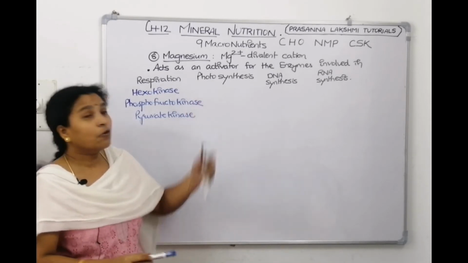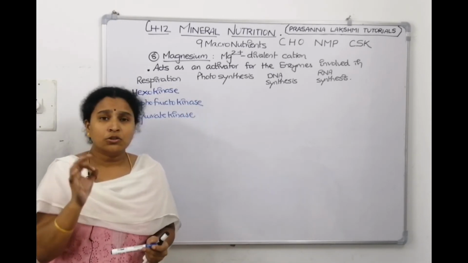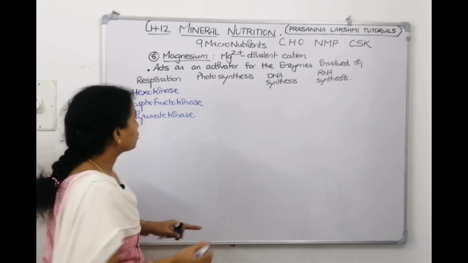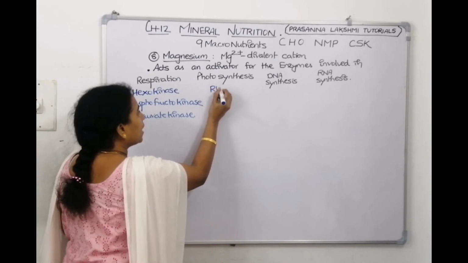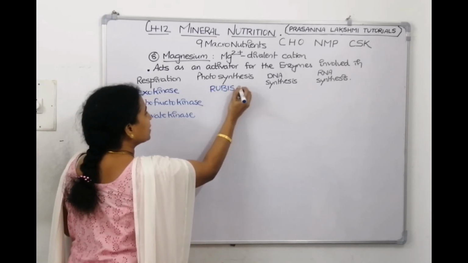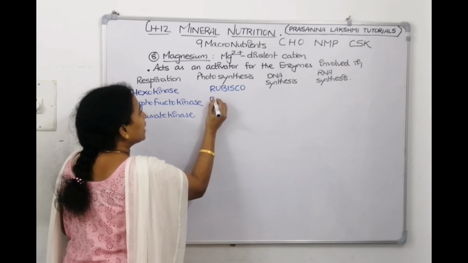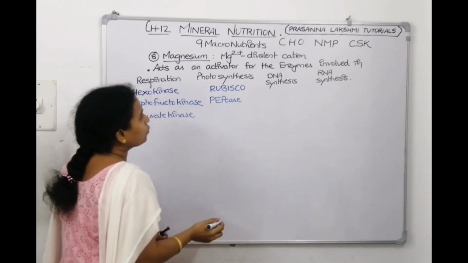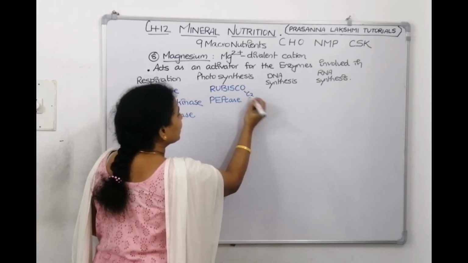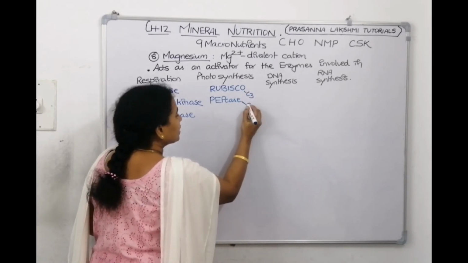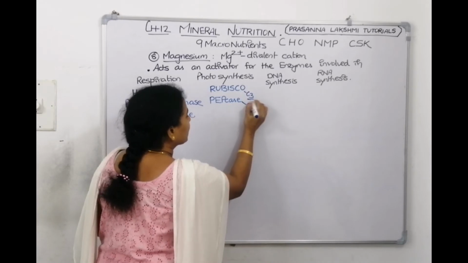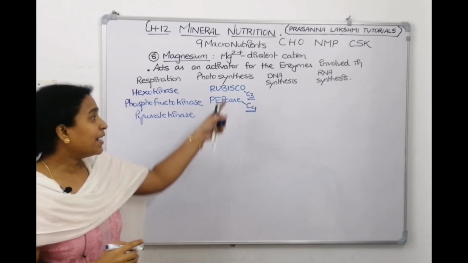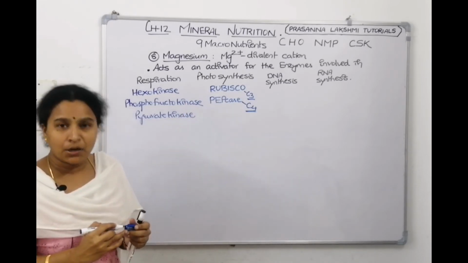Now we will talk about photosynthesis enzymes. I told you the 2 critical enzymes of carbon dioxide fixation are, one is Rubisco, the second enzyme is PEPKase. Rubisco is an important enzyme in C3 plants. PEPKase is an important enzyme in C4 plants. Now, for these 2 enzymes, magnesium is an activator. So, we will see their roles in photosynthesis in detail, don't worry.